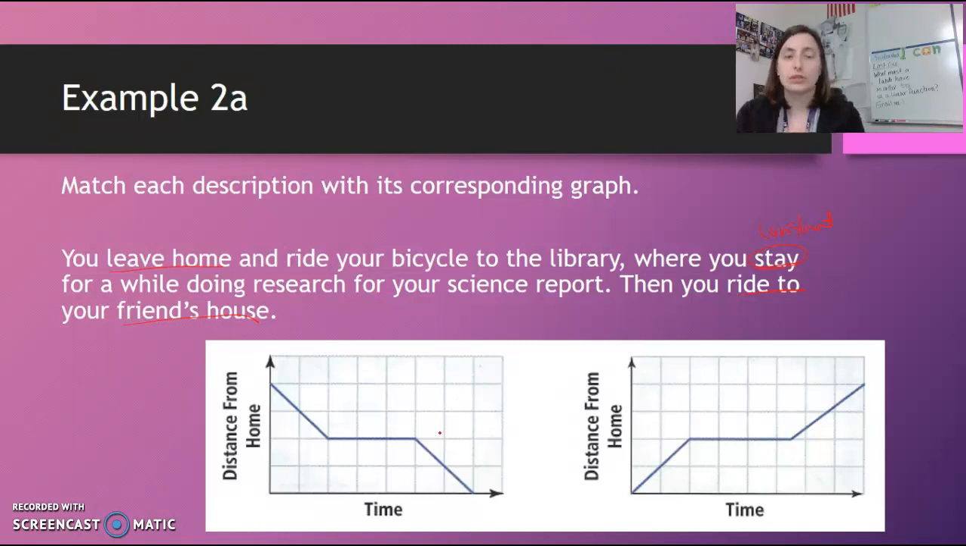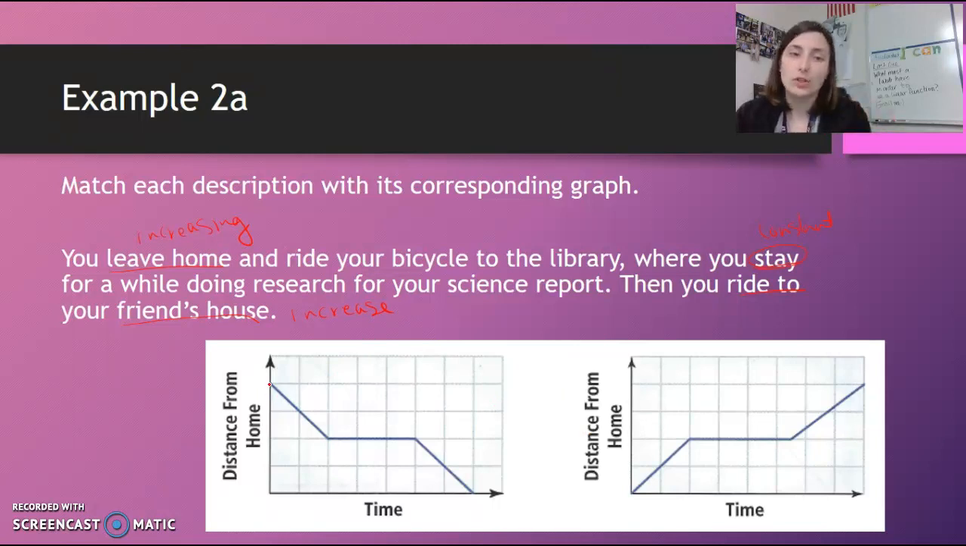So now we're going to look at the following. So we're comparing our distance from home to our time. So here we would be leaving home, right? So we're going to be increasing our distance. We said that the stay is going to be constant. And then when we ride to our friend's house, we're probably increasing our distance more. So we're going to put increase again. So now I just have to look at these graphs and find that.